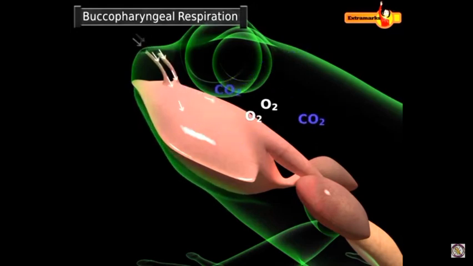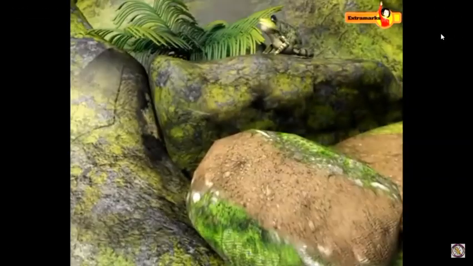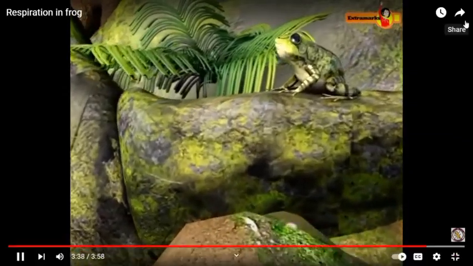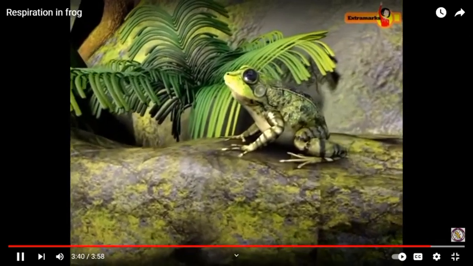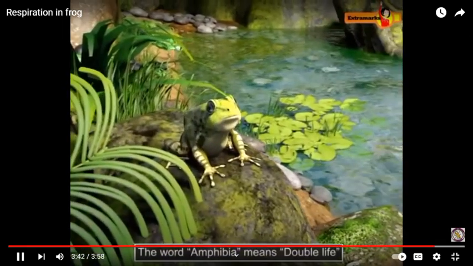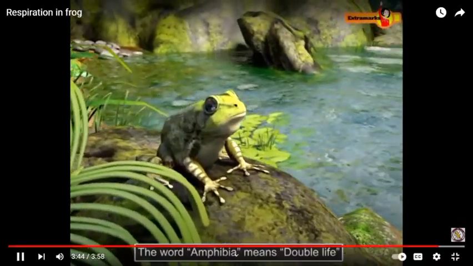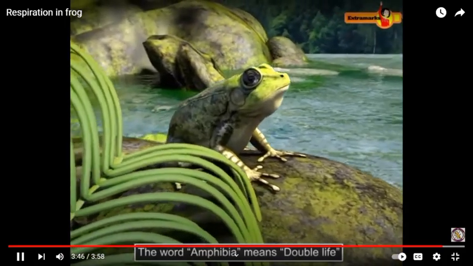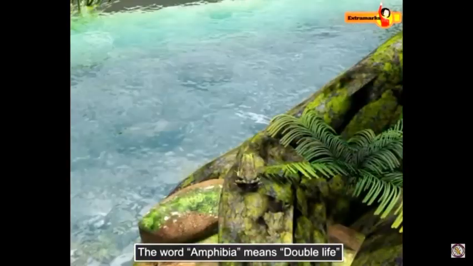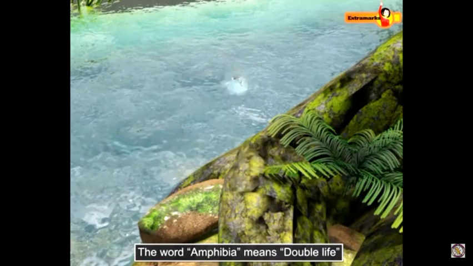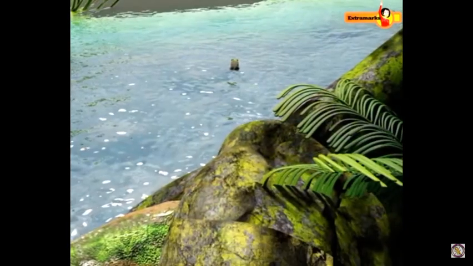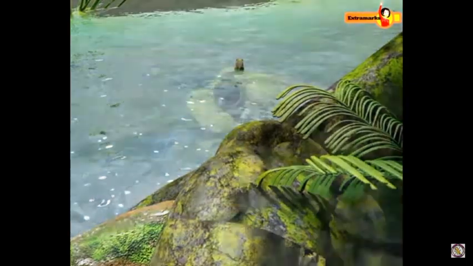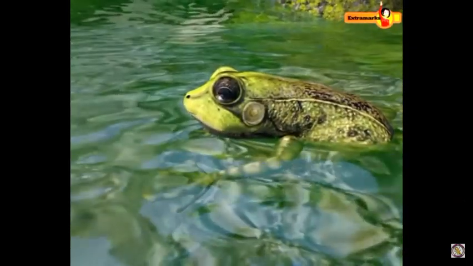Well, as we have seen, the word amphibian means double life. Thus, the various adaptations related to amphibians' respiration have equipped them to be able to live in an aquatic and terrestrial environment. So did you take note of the various forms of respiration involved in amphibians like the frog? Well, now let's talk about respiration in plants.